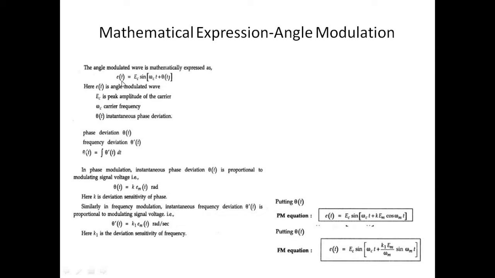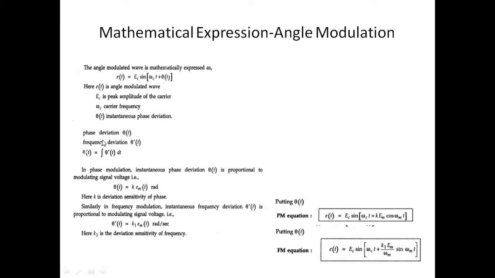So this is the mathematical expression for an angle modulated signal: e of t equal to Ec into sine omega ct plus theta t. e of t is the angle modulated signal, Ec is the peak amplitude of the carrier, omega c is the angular frequency of the carrier signal, and theta of t is the instantaneous phase deviation. Here theta of t is the phase deviation, theta dash t is the frequency deviation.